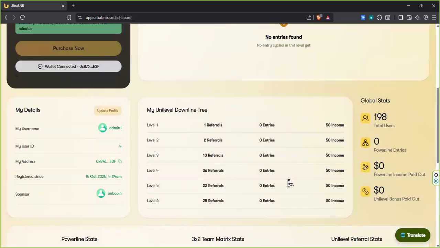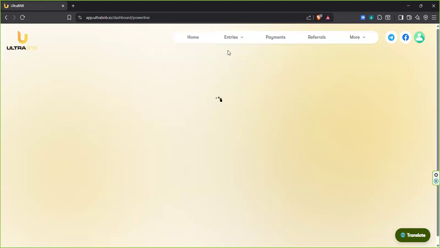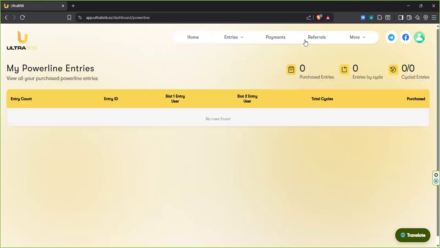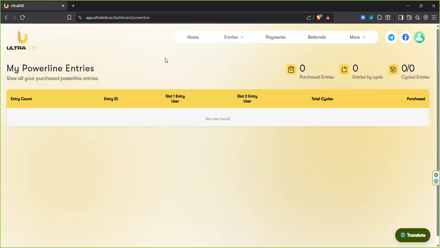Now let's move on to this side, payments, or entries. Okay, let's go to the Powerline entries. When you go to your Powerline entries, you see my Powerline entries, and all the entries you've purchased will be recorded here. So if you have 10 entries purchased, at the entry count you'll see 1, 2, 3, all the way to the 10th entry.